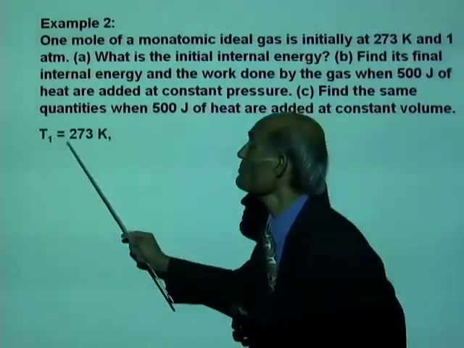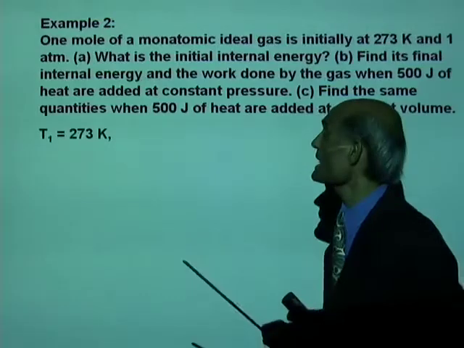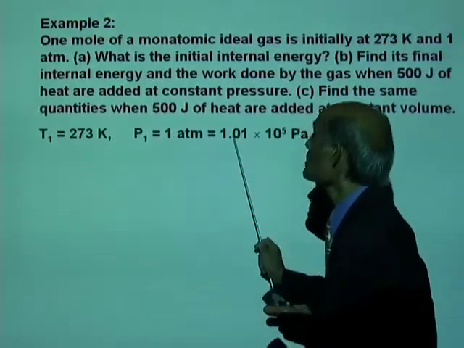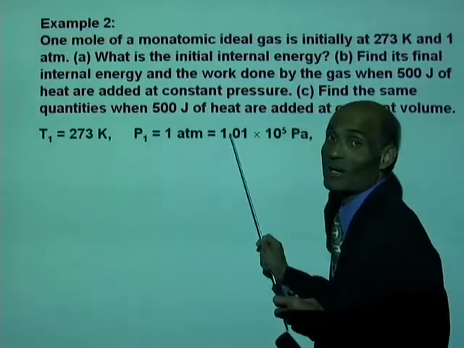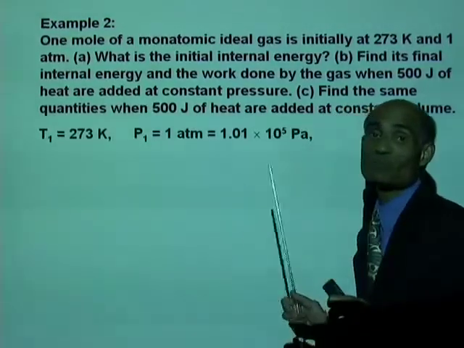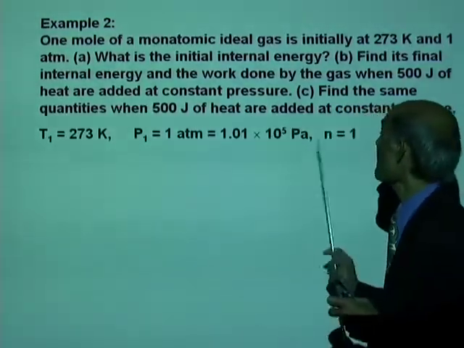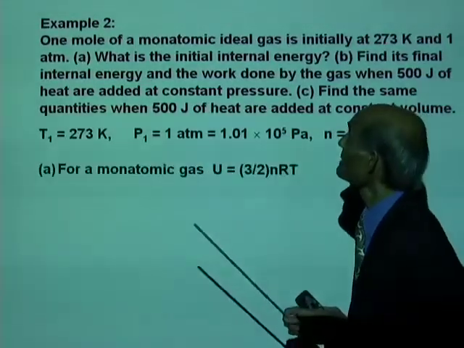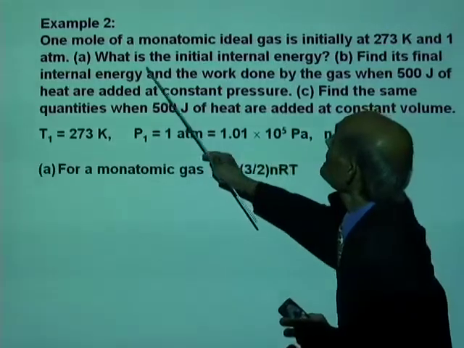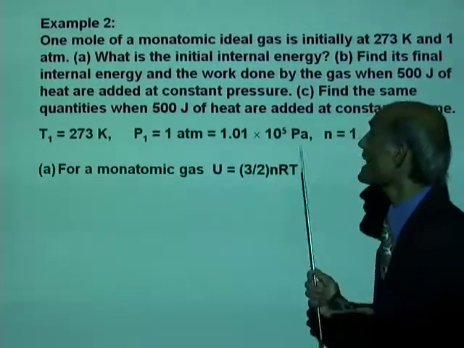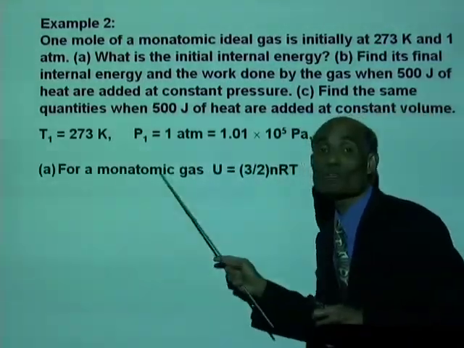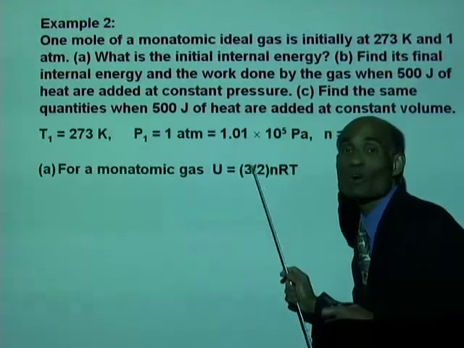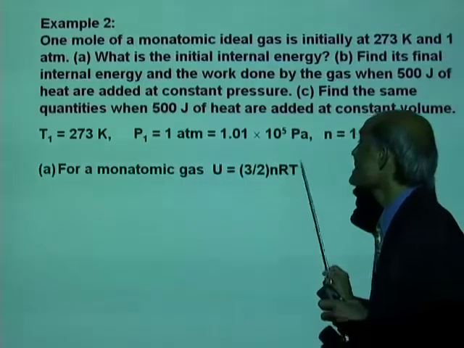Alright, we got T1 equal to 273 Kelvin. P1 is 1 atmosphere, convert that to Pascal, 1.01 times 10 to the 5 Pascal. And n equal to 1. What do we need to find? We need to find the initial internal energy. And for a monoatomic gas, the internal energy is 3/2 nRT.